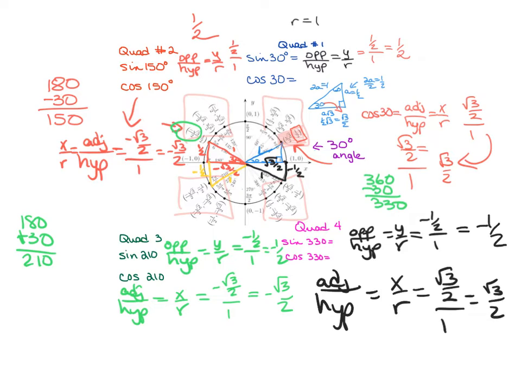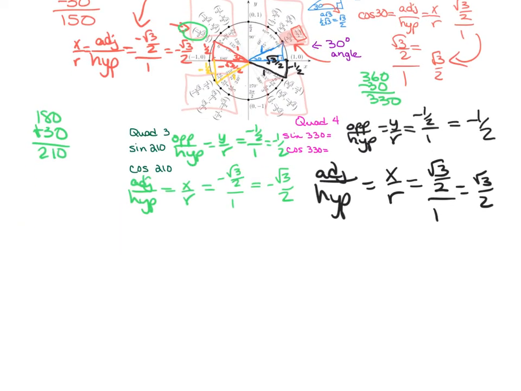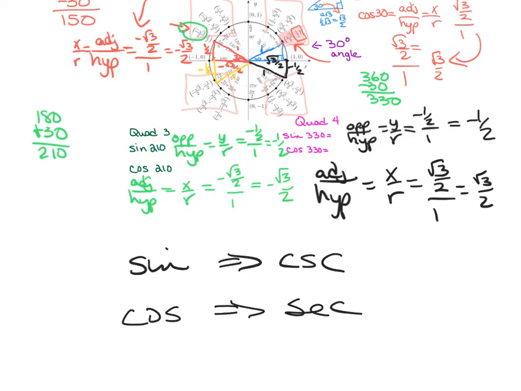Notice each time sine was always the y of the ordered pair, cosine was always the x. Now, if I ask you to find cosecant or secant, for secant, we would just flip the cosine to the reciprocal. For cosecant, flip the sine. So just remember, sine and its reciprocal is cosecant, and cosine's reciprocal is secant.